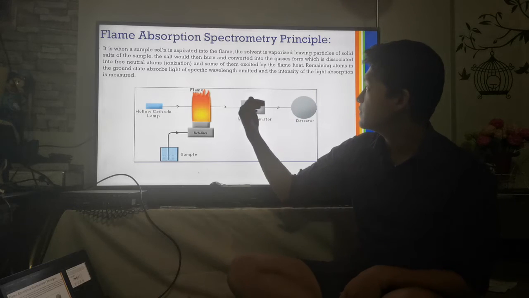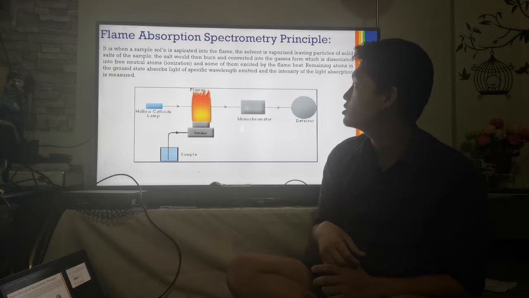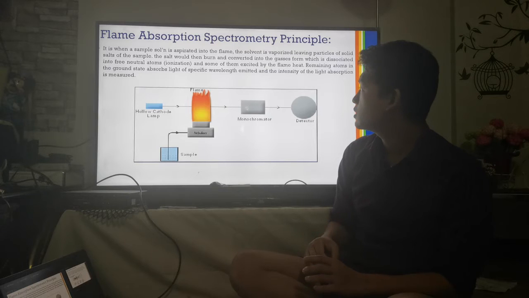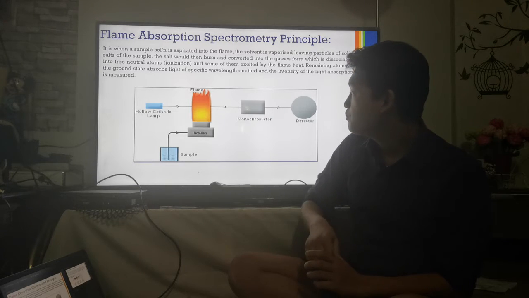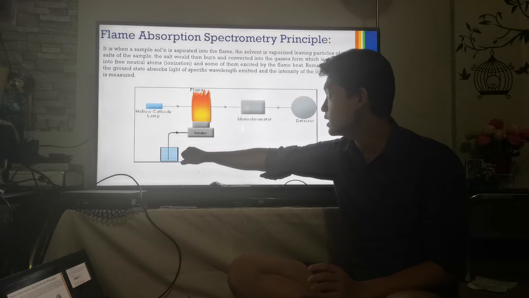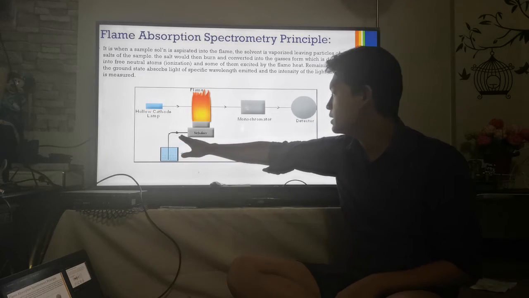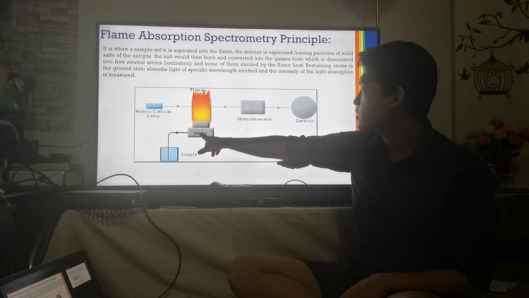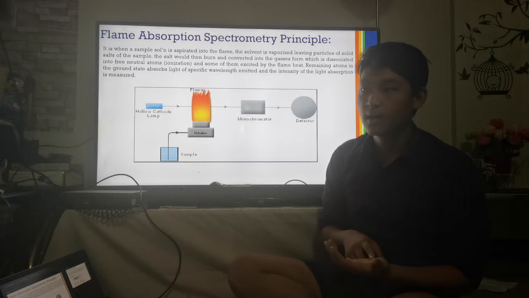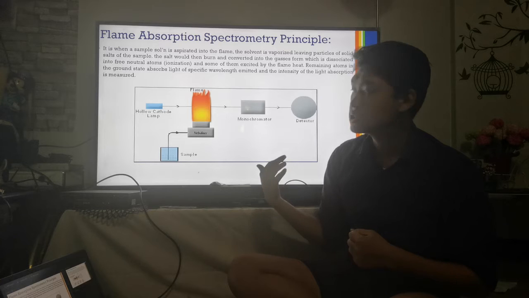In contrast, the principle of flame absorption spectroscopy is that when a sample solution is aspirated into the flame, the solvent is vaporized, leaving particles of solid salts of the sample. So what happens here is that the sample, the same as in the optical emission spectrometer, is sprayed through the use of the nebulizer into the flame, wherein the solvent is evaporated and the solid salt of the sample is left.